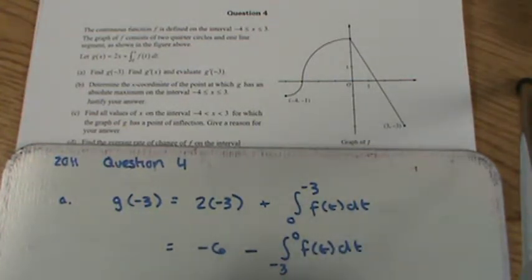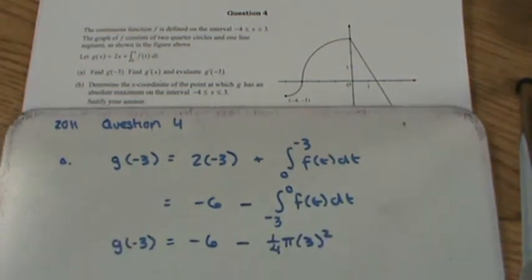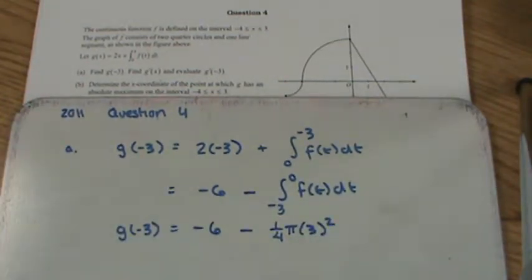Quarter circle will be 1/4 pi r squared. R is 3 in this case. So 3 squared, and that would actually be an acceptable answer for g of -3. Even though it's unsimplified, that's okay. So we just plug that in, and there is g of -3.